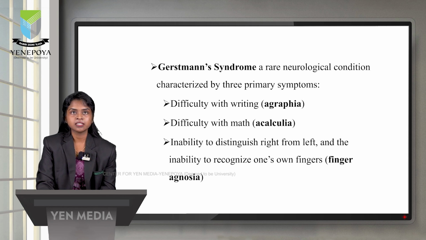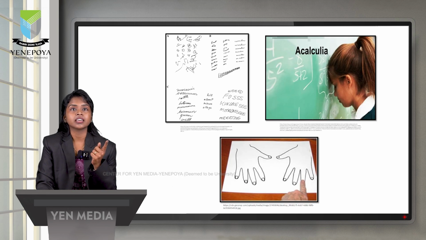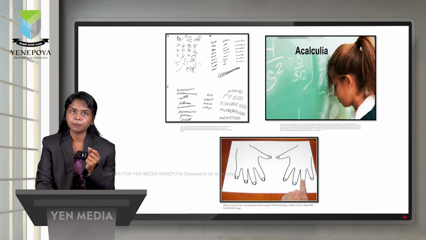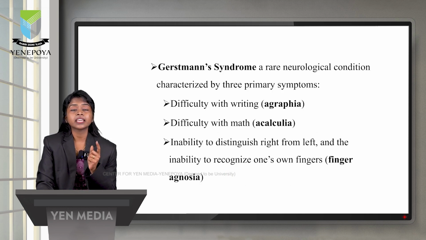Next is Gerstmann's syndrome. It is a rare neurological condition characterized by three primary symptoms. One is agraphia, which means difficulty in writing. You can see the image here: the patient couldn't write properly like normal patients. Next is acalculia, difficulty in mathematics, and next is an inability to distinguish right and left and an inability to recognize one's own fingers, that means finger agnosia.